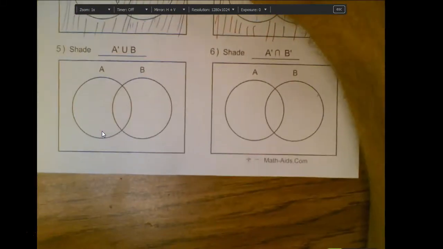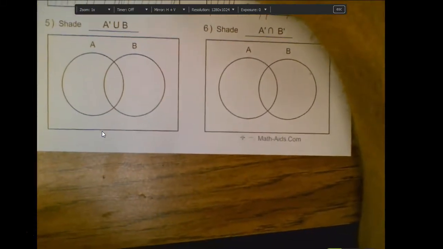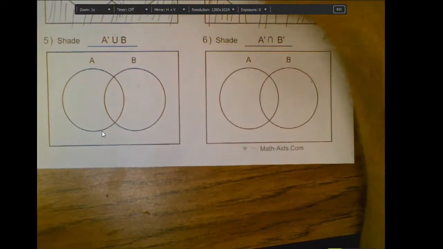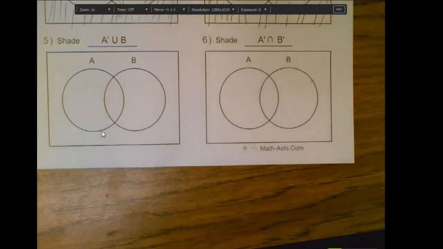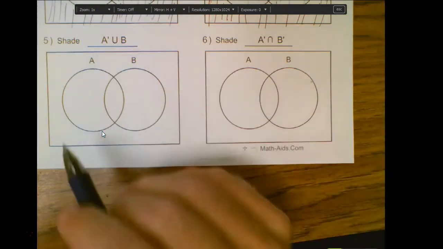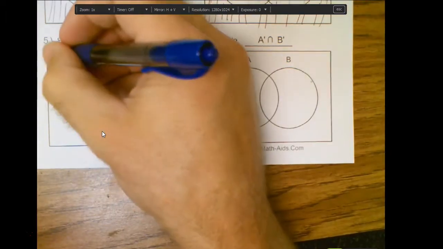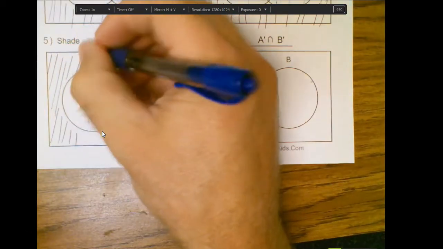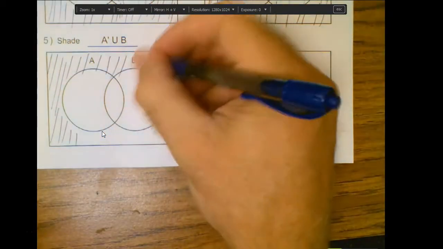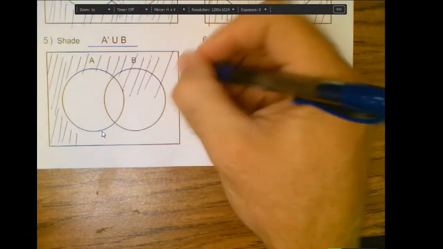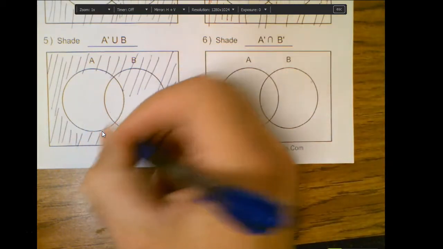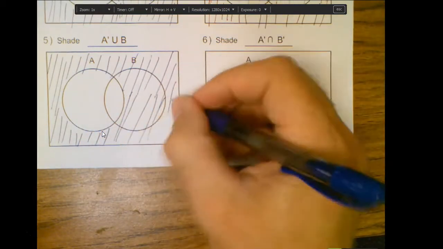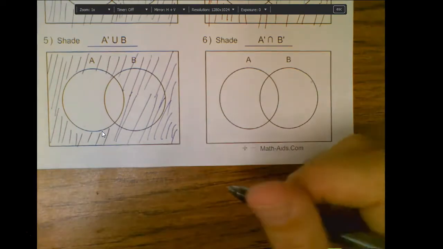Last 2 cases down here, looking at number 5. So this one says the union of not A or B. So remember, if it's a union, if it's true about either one, I can shade it. So if it's something that's not in A, I can shade it. So I'm going to start by just shading everything that's not in A. So that's everything that's not in A.